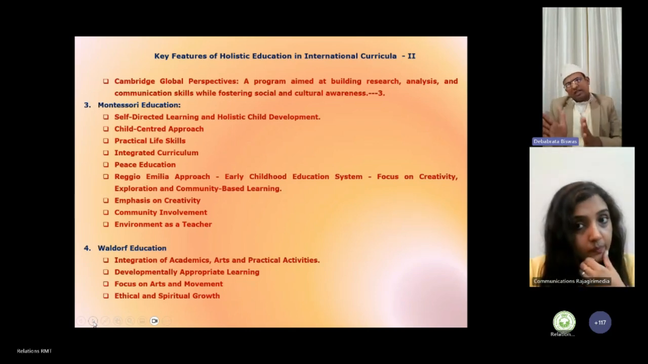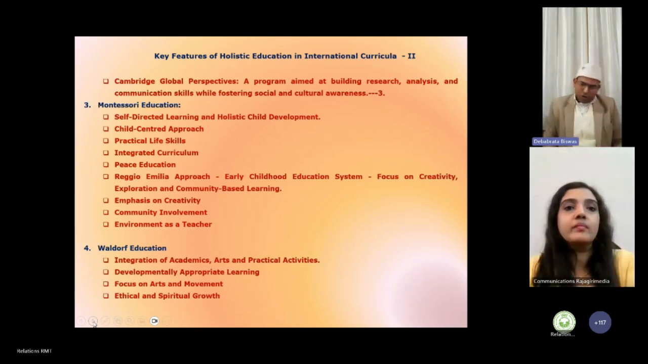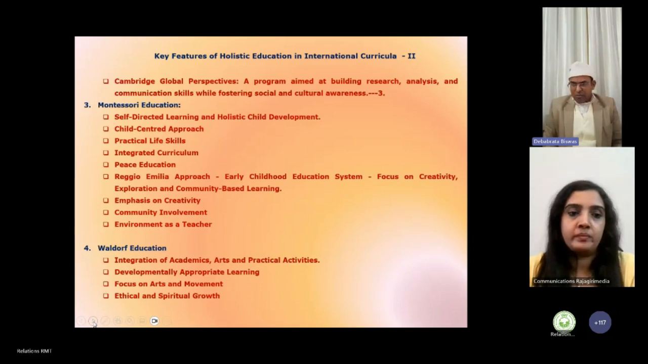These points are covered in other systems also, in INS also, in NCF also, NEP also. Creativity, then community involvement, definitely. You have to take care of all the stakeholders. Parents also will be equally involved in learning, in making the child learn. Environment as a teacher.